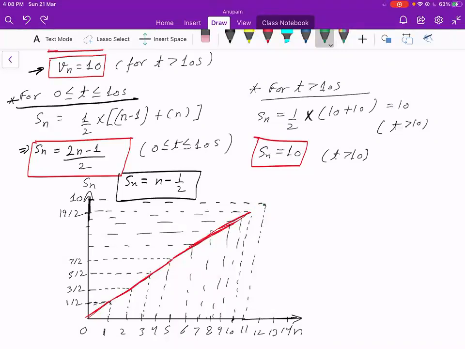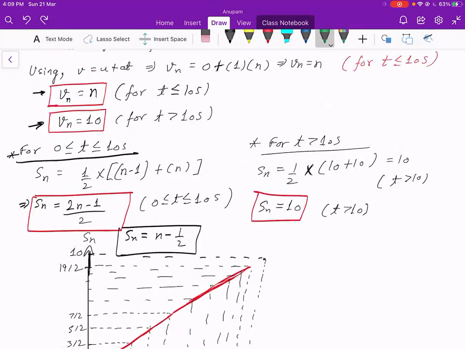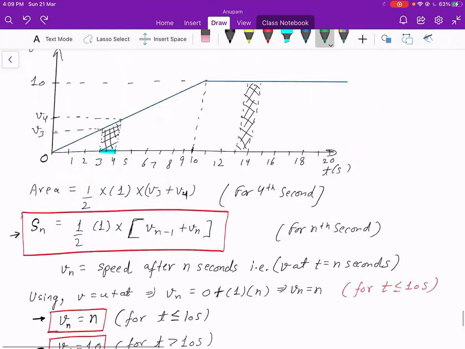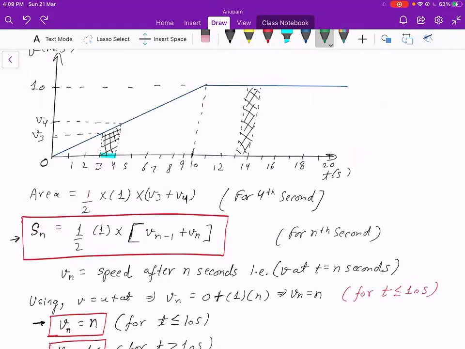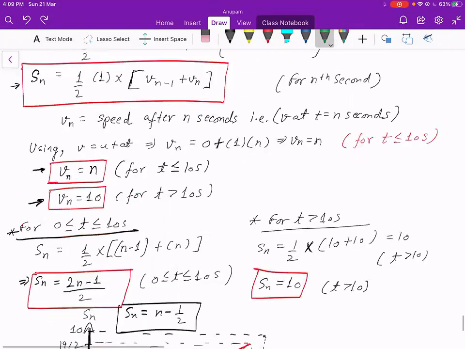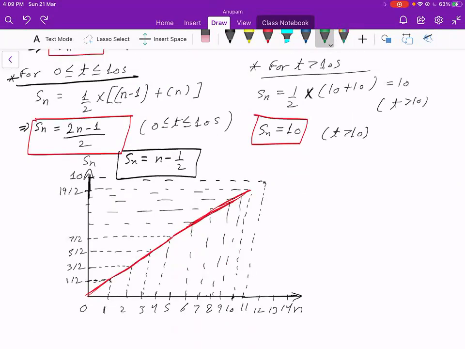S10 is 9.5 according to the formula. And then S11, because at t equal to 10 seconds my speed is now constant at 10, in the 11th second I'll be moving 10 meters as opposed to 9.5 in the previous one. So there will be a sudden jump. At 11, I will reach this. At 12, I'll stay there. 13, 14, 15, then the graph becomes a linear curve like this. And if you were to join the graphs, then you will have to join like this.